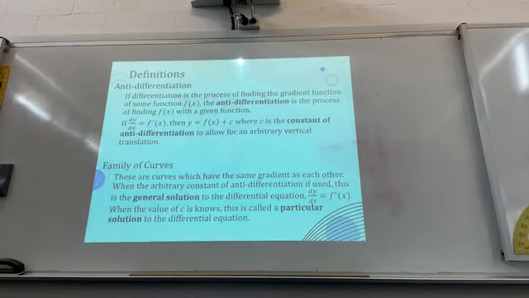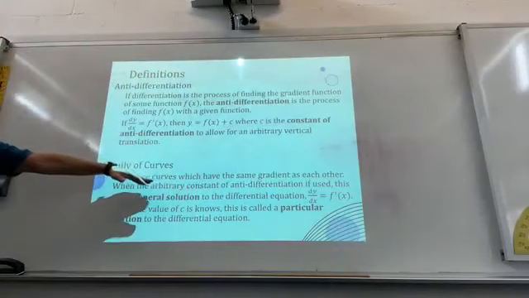Now, the definition. Differentiation is the process of finding the gradient function of some function f(x). Anti-differentiation is the process of finding f(x) with a given gradient function. So if dy/dx equals f dash x, then y equals f(x) plus c. c is the constant of anti-differentiation to allow for any arbitrary vertical translation. So for the family of curves, it doesn't matter whether it's up or down, you must make sure that you've got a plus c in.